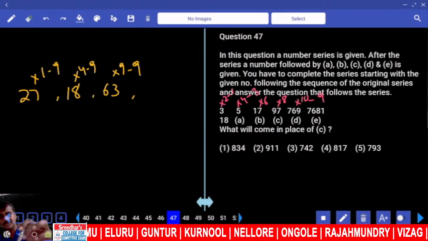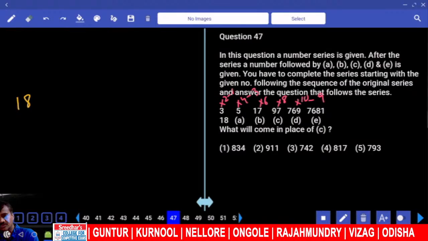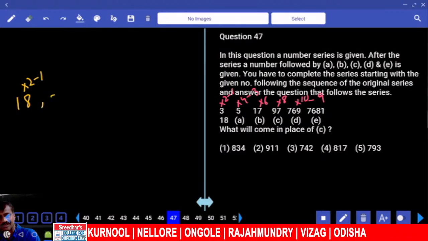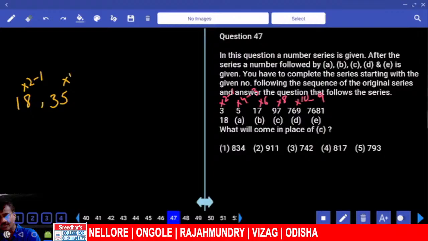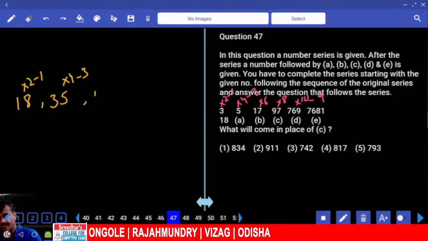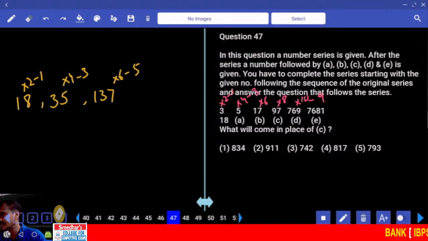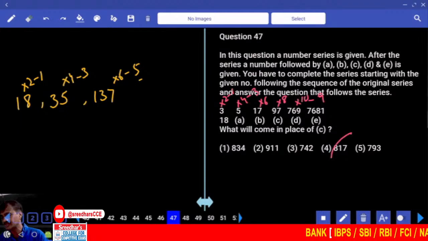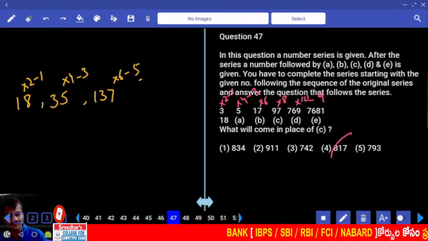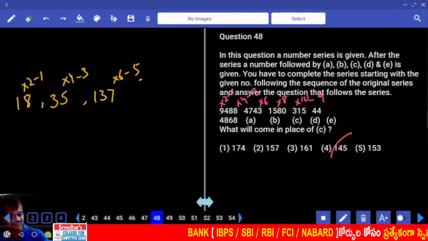Then starting with what? 18. 18 into 2, 36 minus 1, how much? 35. Now 35 into 4, 140 minus 3, 137. And next one, 137 into 6, minus how much? Minus 5. 7 into 6, 42. 42 minus 5, 7. The last digit is 7, among the given choices, choice 4. Then no need to find out the entire number, the last digit itself is sufficient.